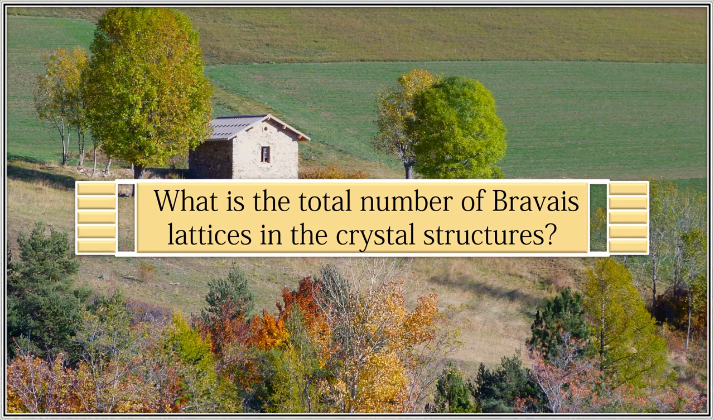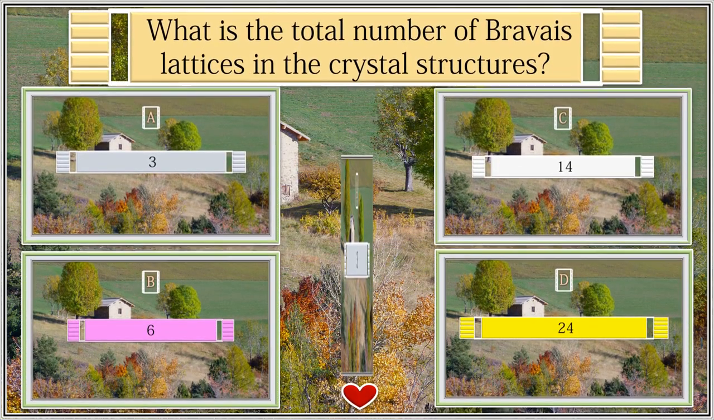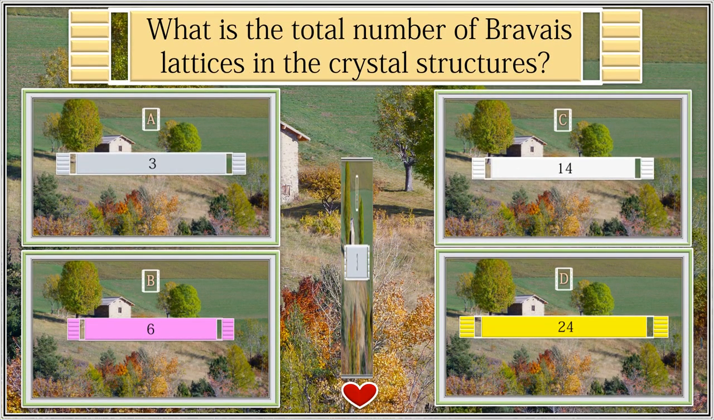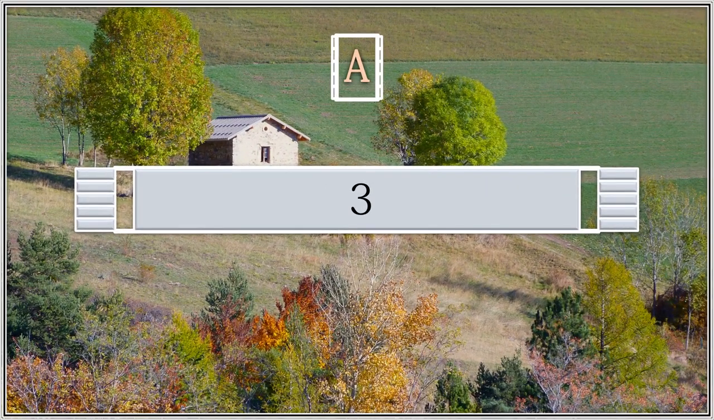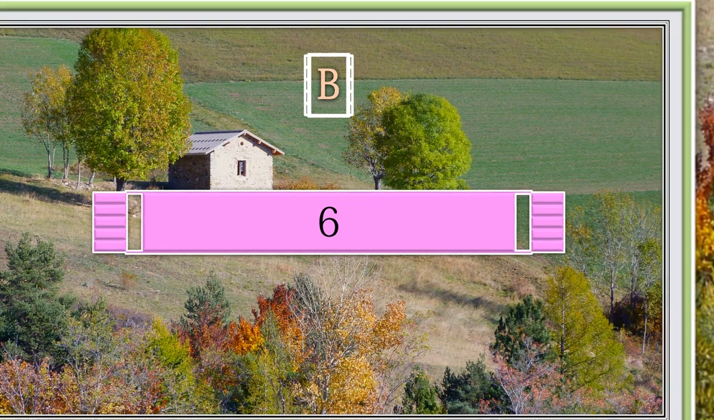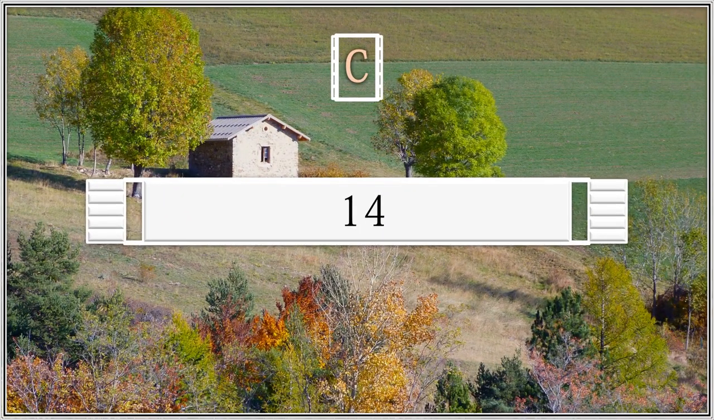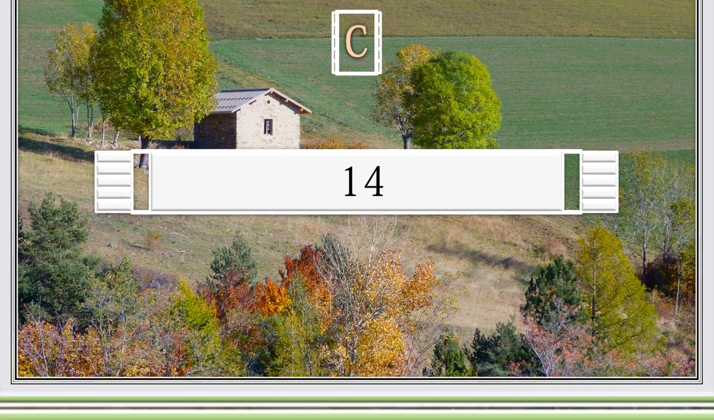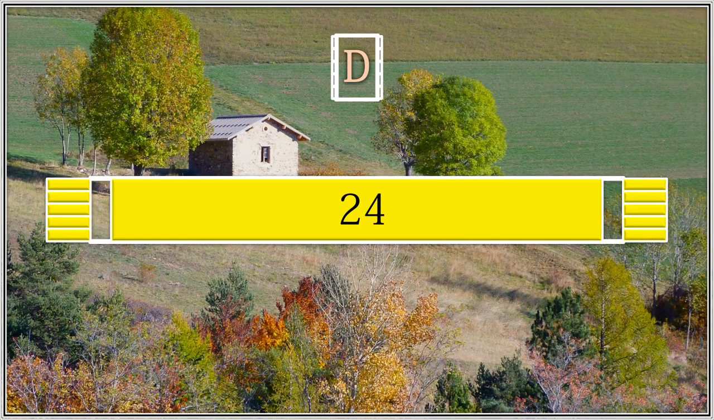What is the total number of Bravais lattices in the crystal structures? Three, 6, 14, 24.